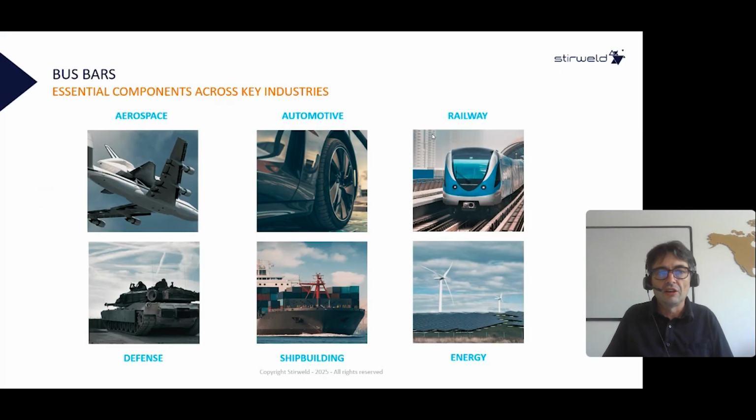And now we can go to step 2 of this webinar: what is the bus bar market. As you know, we can find a bus bar where we have a high current intensity. So, for example, in aircraft, cars, railway, different defense applications, shipbuilding, energy. So basically, we already apply friction stir welding to bus bar in these different industrial sectors.